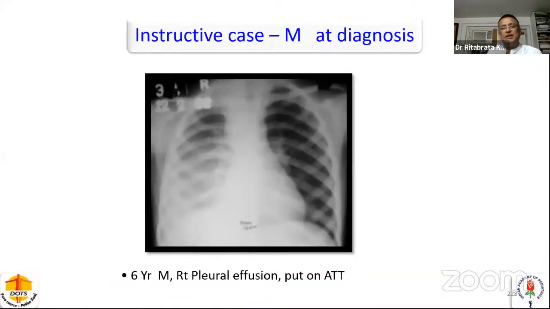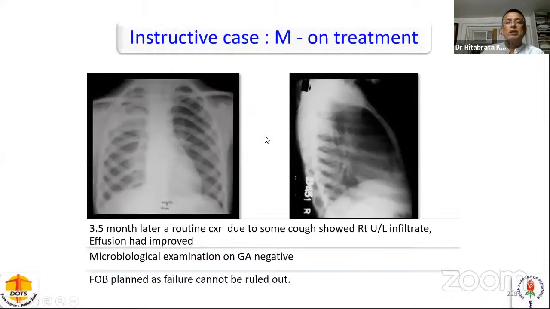So let us take another important case. A 6-year-old child has come with right-sided pleural effusion. Both the cardiophrenic and the costophrenic angles are obliterated, and the rest of it, the left lung, is normal. The child has been on anti-TB therapy for 3.5 years, and 3.5 years later, a routine X-ray was done due to some cough, and the routine X-ray now showed some sort of non-homogeneous opacities appearing in the right upper field or the right upper lobe, and the effusion has improved.